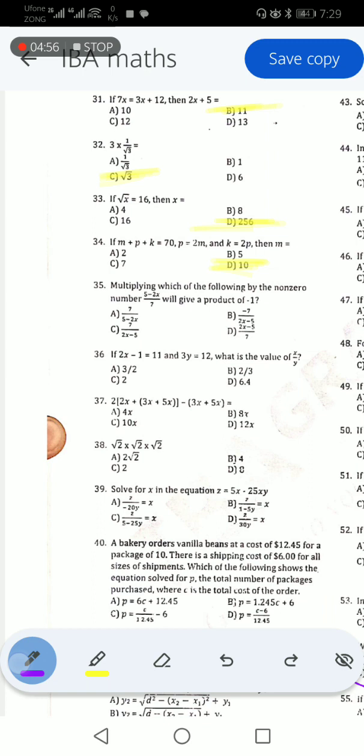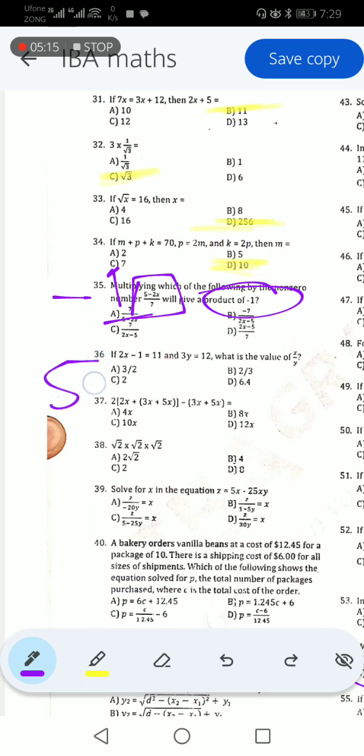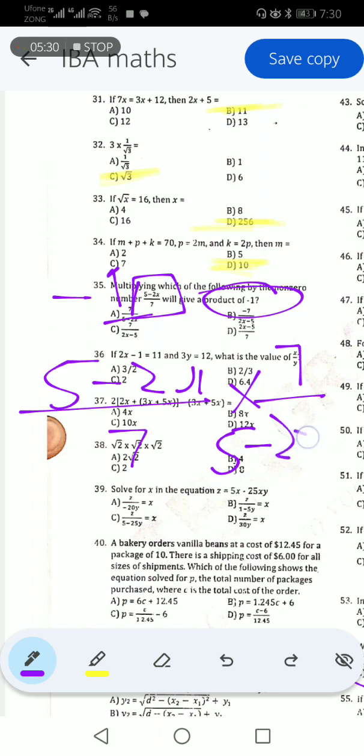Here if you have a look, we have to get the answer of minus 1. Keep that in mind. You're given an equation. To get answers like 1 and negative 1, you have to divide by the numerator. Just suppose we are given 5 minus 2x upon 7, and we have to make the answer equal to 1. What we do is multiply it by 7 upon 5 minus 2x. So these will be cancelled out and the answer will be 1.